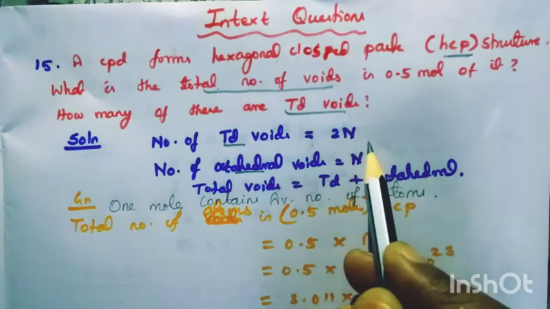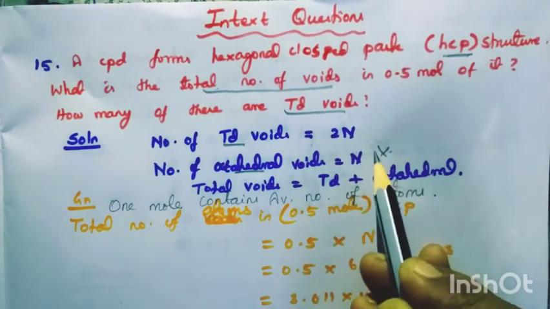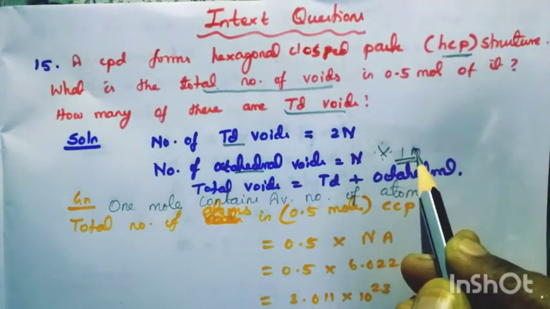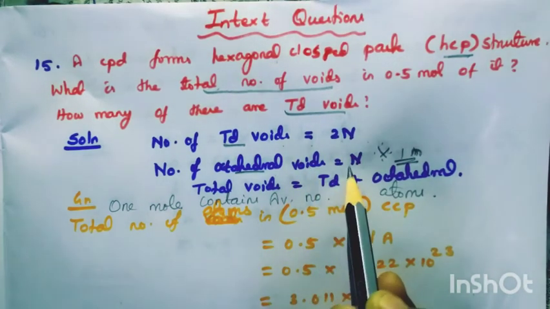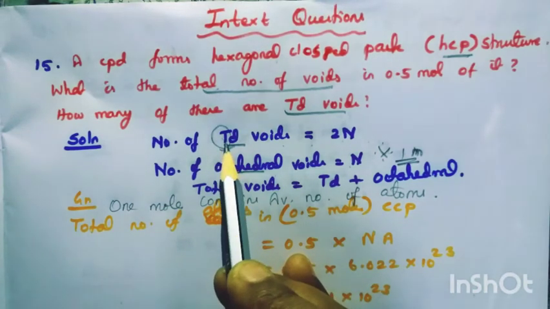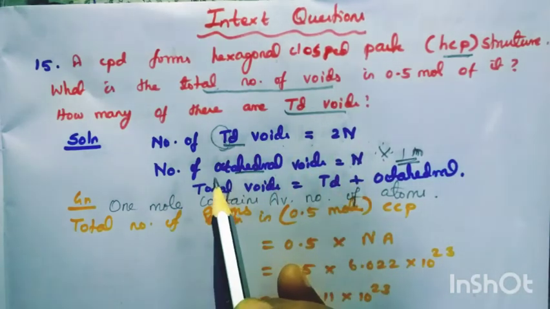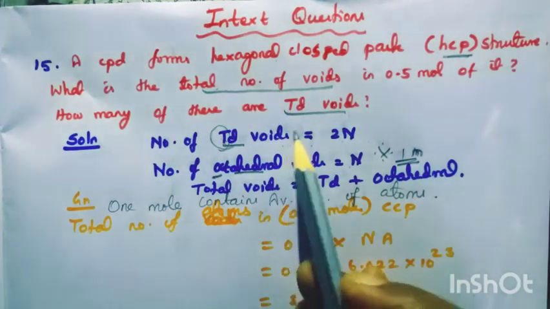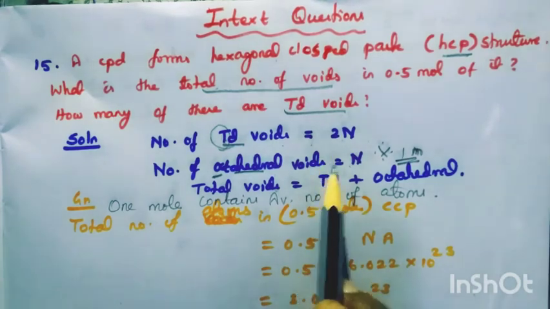For tetrahedral voids, the formula is 2n. Octahedral voids formula is also one important 1 mark question. Tetrahedral means 2, octahedral means 1. Tetra, 2. T-W-O, 2, no? Remember that. Tetrahedral 2, octahedral only 1. O-N-E, 1. So tetrahedral must be twice that of octahedral. So the total number of voids is equal to octahedral plus tetrahedral.